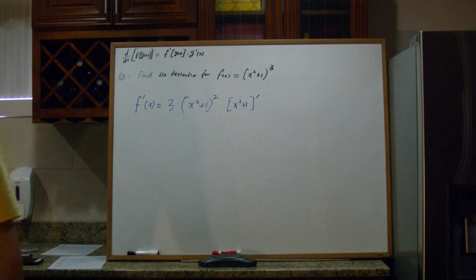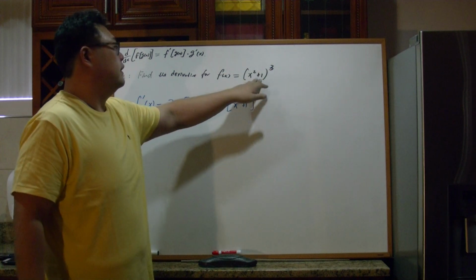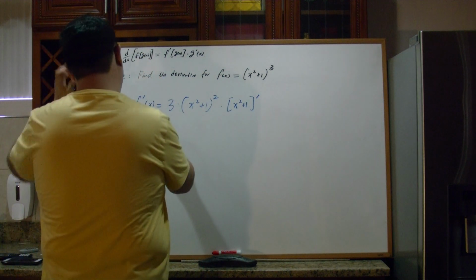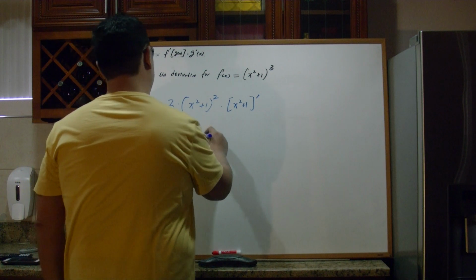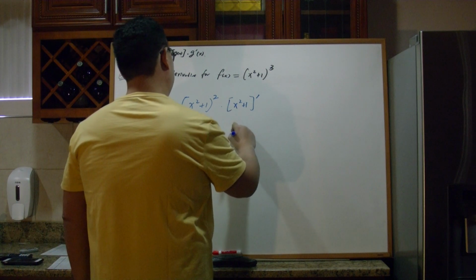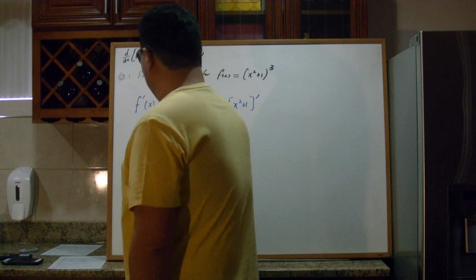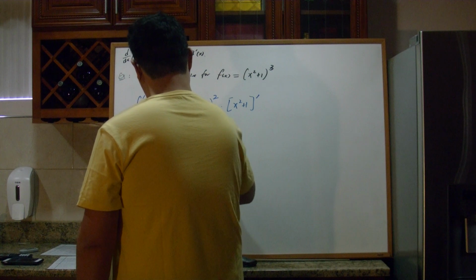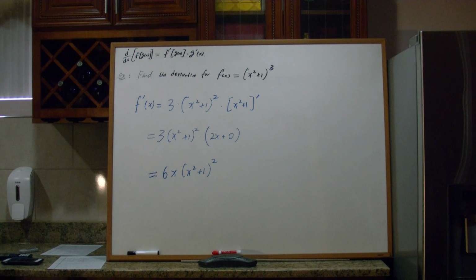Right, so step by step differentiate. The most outer piece is the cubic function, then the inner piece is another polynomial expression. This expression is just a linear combination of terms. So I have 3 times x squared plus 1 to the second power multiplied by 2x plus 0, the derivative of x squared plus 1. So we multiply, that's 3 times 2x is 6x, times x squared plus 1 to the second power.